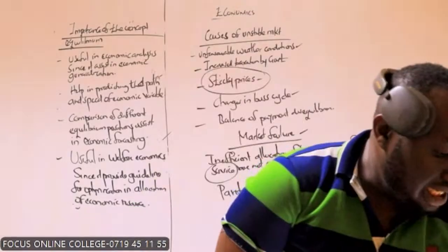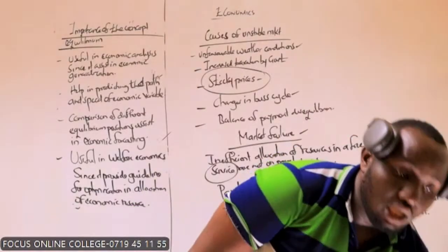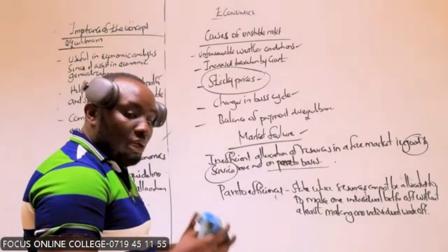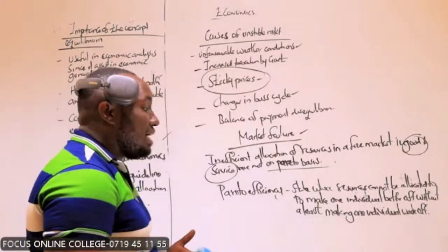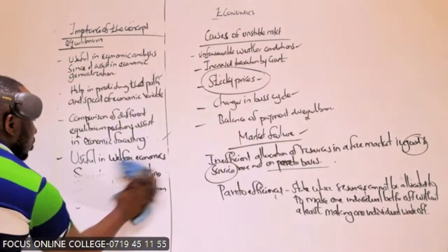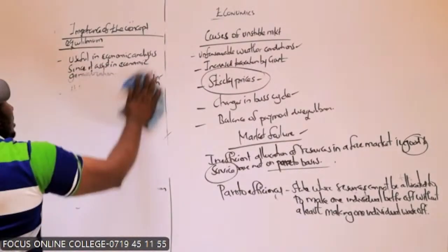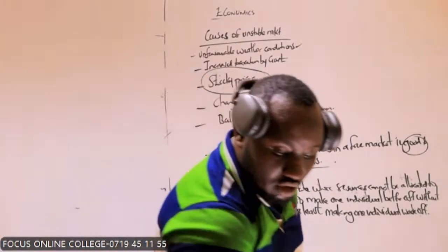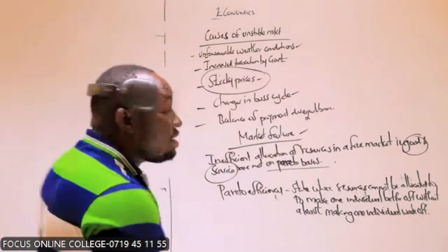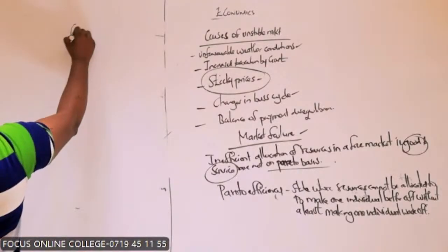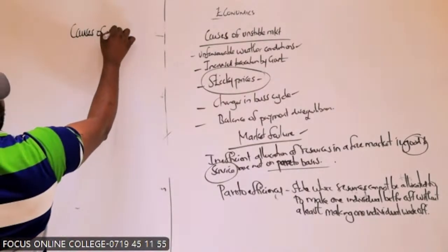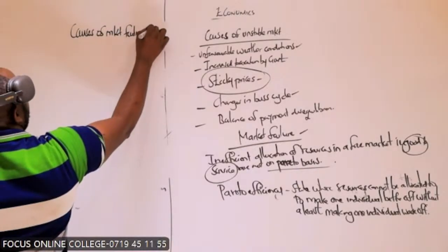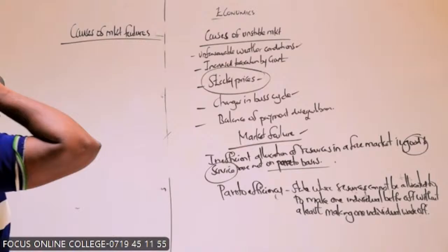Then I want us to discuss what we call the causes of market failure. If the contribution is made to a scheme that is registered, then we don't tax. The second scenario is making contributions to unregistered pension schemes. That one we are going to tax. This one becomes taxable.